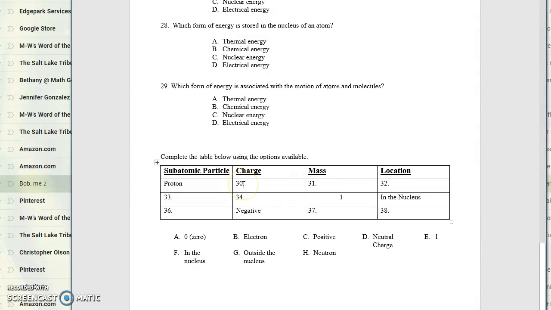Then for 30 through 38, you're going to complete the table using the options available. So you have subatomic particles here, their charge in this column, mass in this column, and location in this column. The available options are A, 0, B, electron, C, positive, D, neutral charge, E, 1, F, in the nucleus, G, outside the nucleus, and H, neutron.